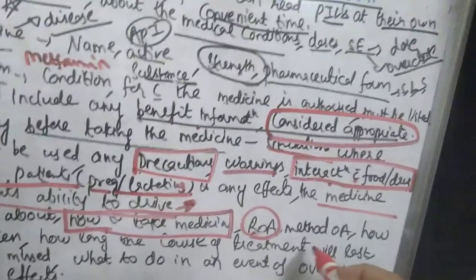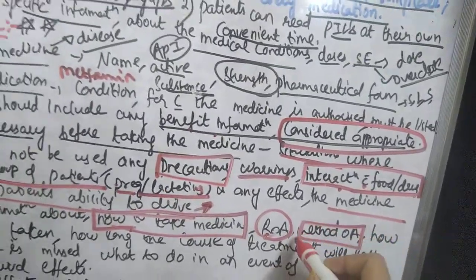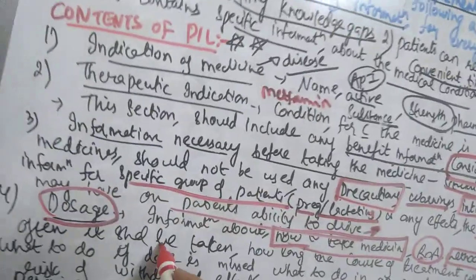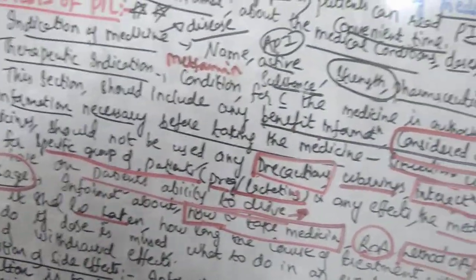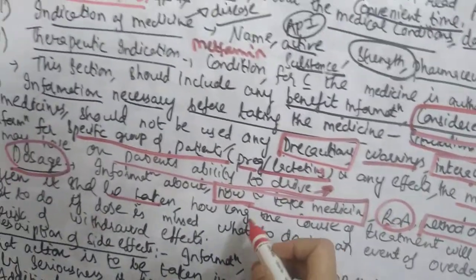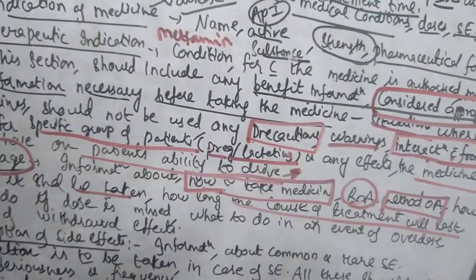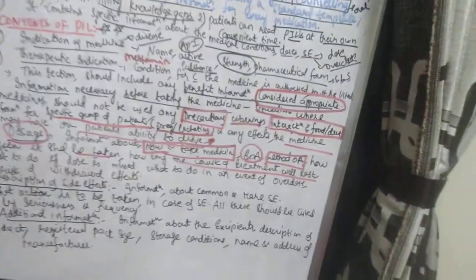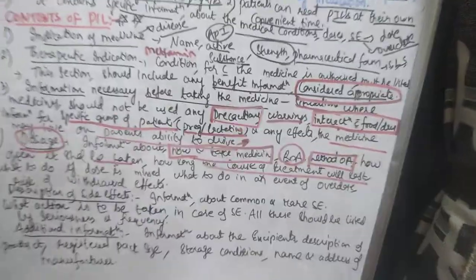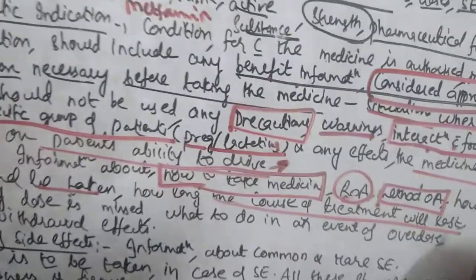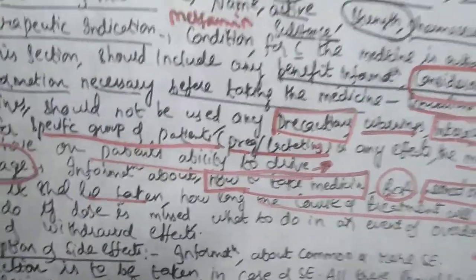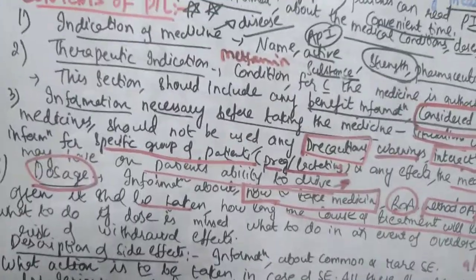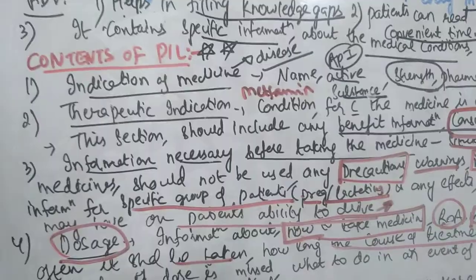Then ROA is nothing but your route of administration. Then this is your method of administration. How often it should be taken, once in a day or twice in a day. Then how many days in a week. Then how long the course of treatment will last. That means whether you have to take it for 9 months or 1 year, a specific period will be mentioned, so that you should follow. And what to do if a dose is missed.